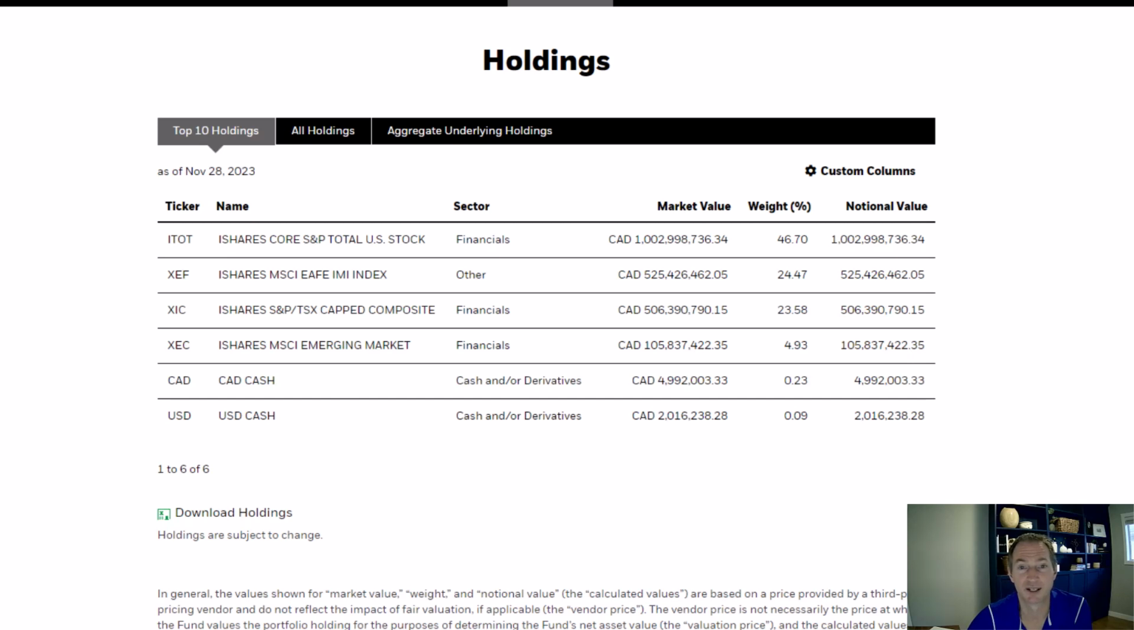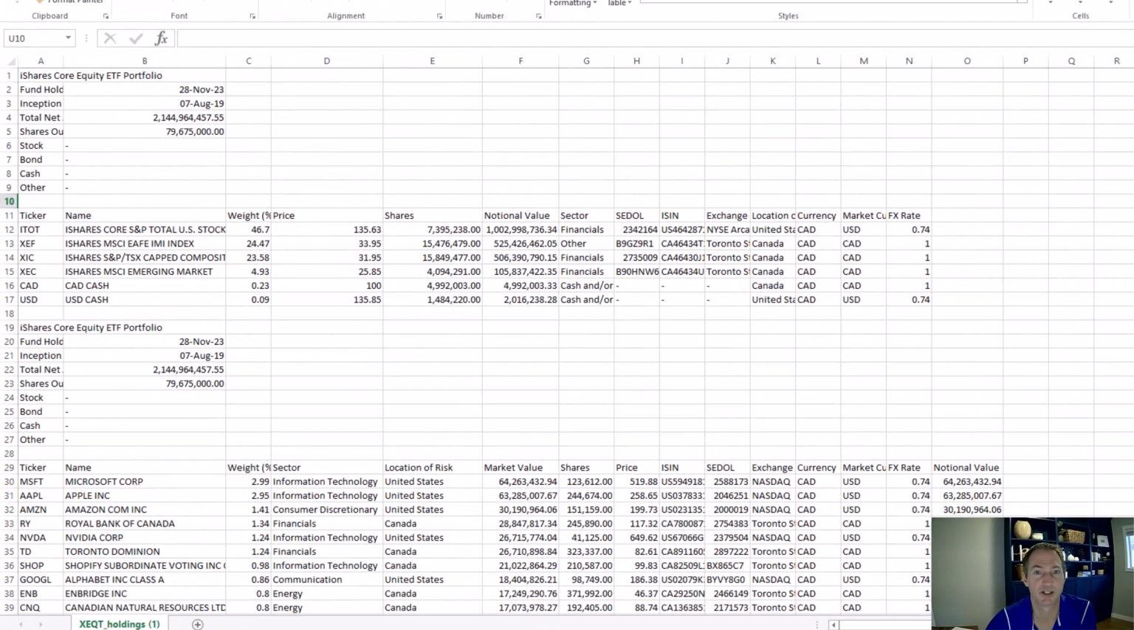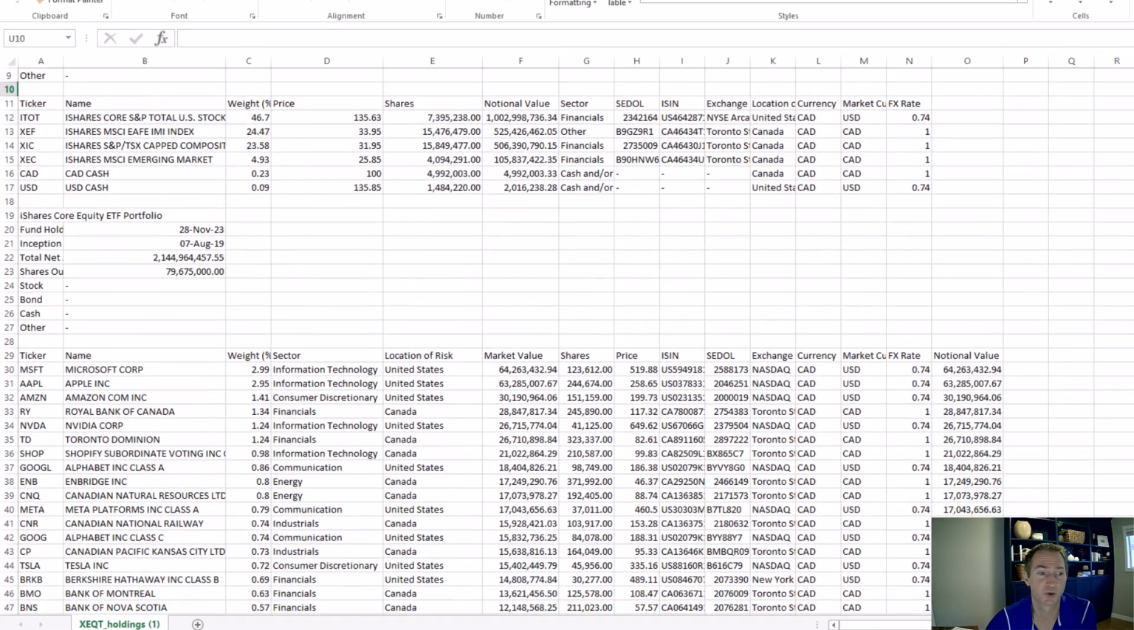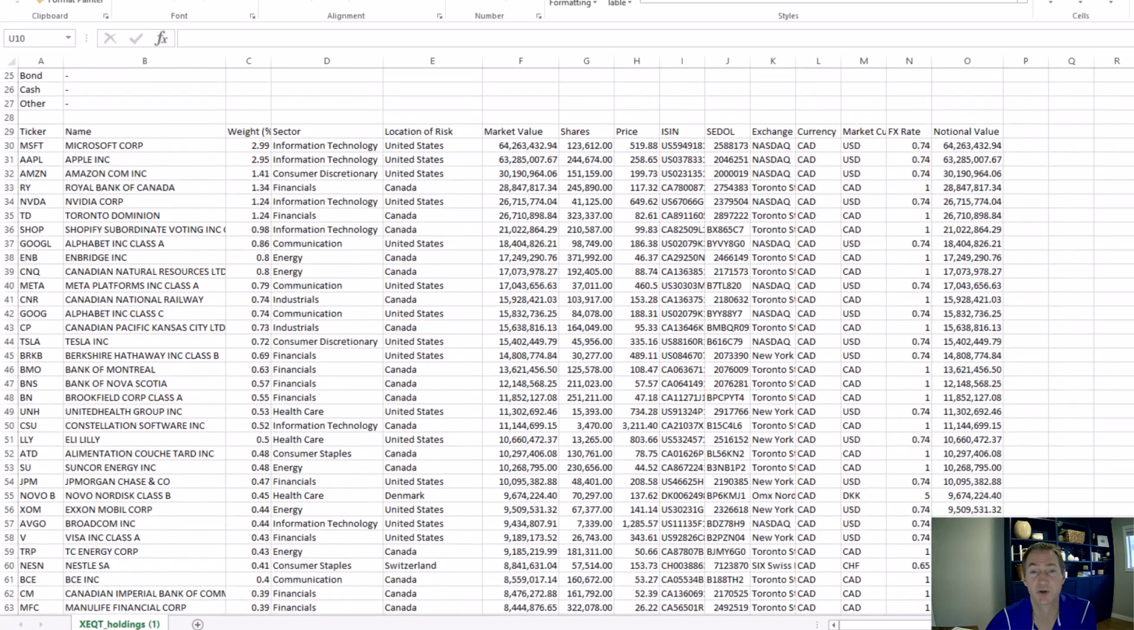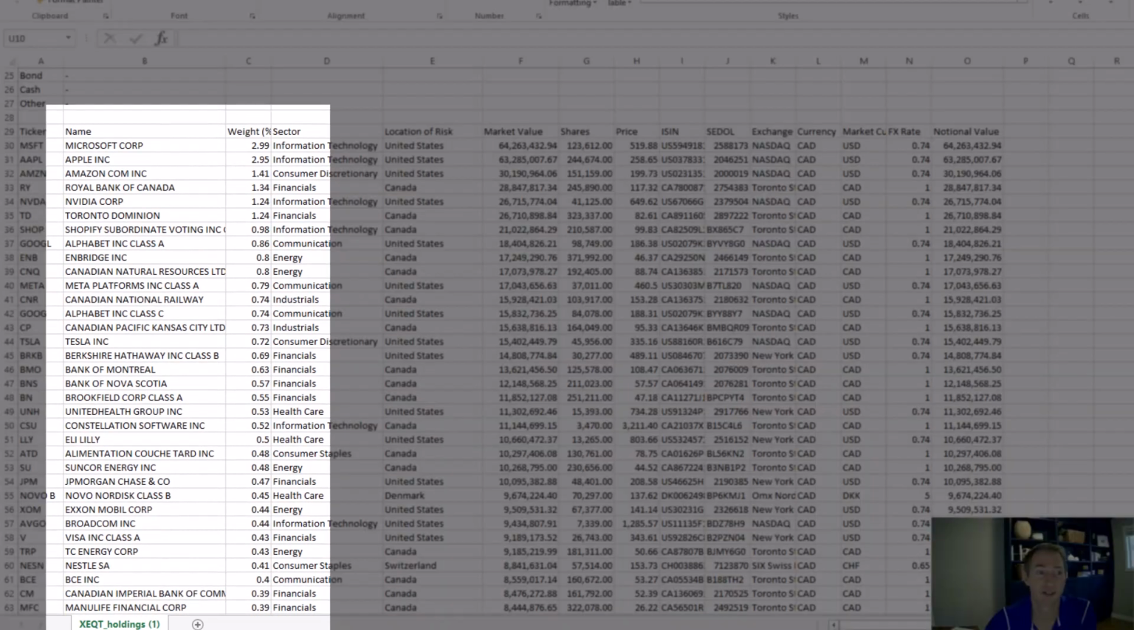If you want to look at the underlying holdings, what you have, again, ETFs are generally very transparent. You can see what you're holding. Just click on the download holdings. It takes you to this spreadsheet, and you can see there's the 4 different ETFs in your portfolio. And if you scroll down, what are the companies that you own mostly? And you can see that Microsoft and Apple, Amazon, Royal Bank, Nvidia, TD Bank, Shopify, Google, all the big companies are there. And you can see the weighting of each of those individual stocks.